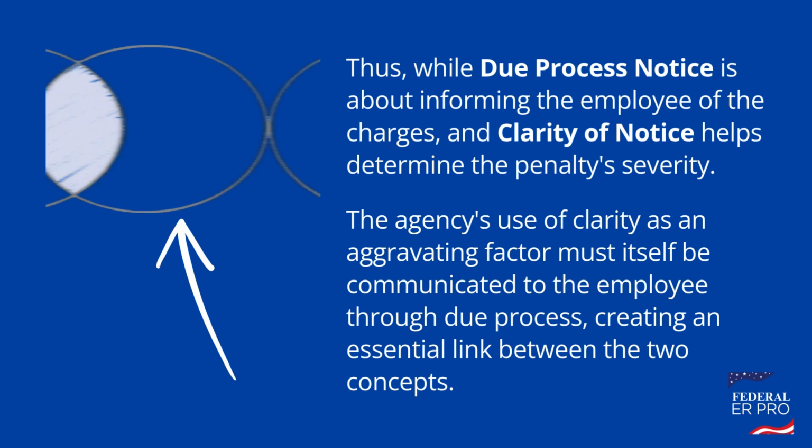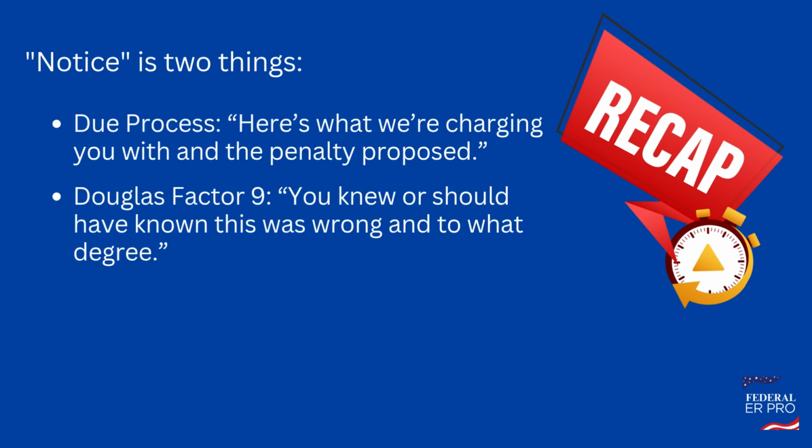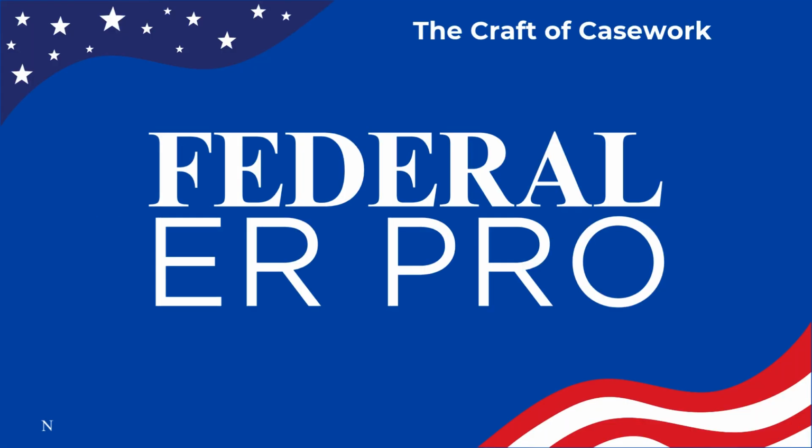Quick recap. Notice means two different things. First, due process. Here's the charge, evidence, and proposed penalty. Second, Douglas factor 9. How clearly was the employee aware or warned about the expectation or rule? These are distinct legal concepts, but they absolutely can overlap. Mastering these two types of notice is fundamental to effective and legally sound federal employee relations practice. It empowers you to navigate disciplinary actions with confidence and fairness.